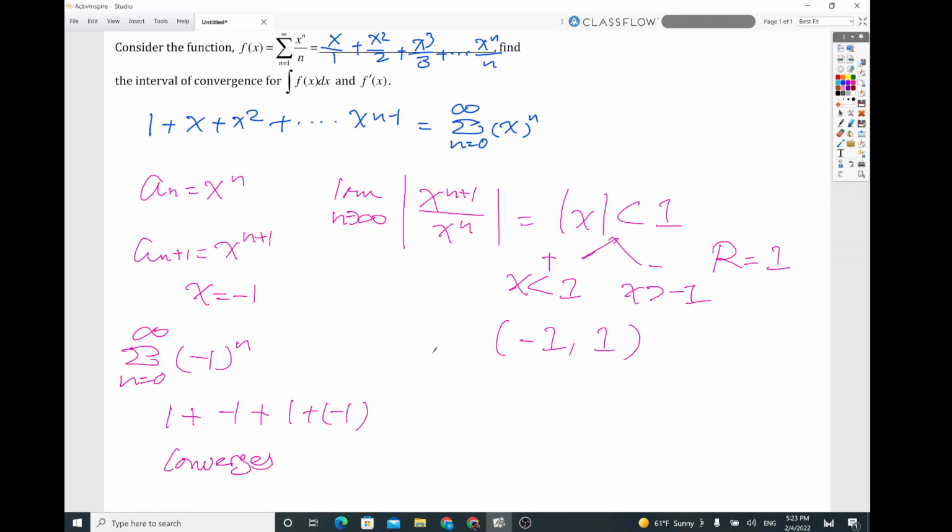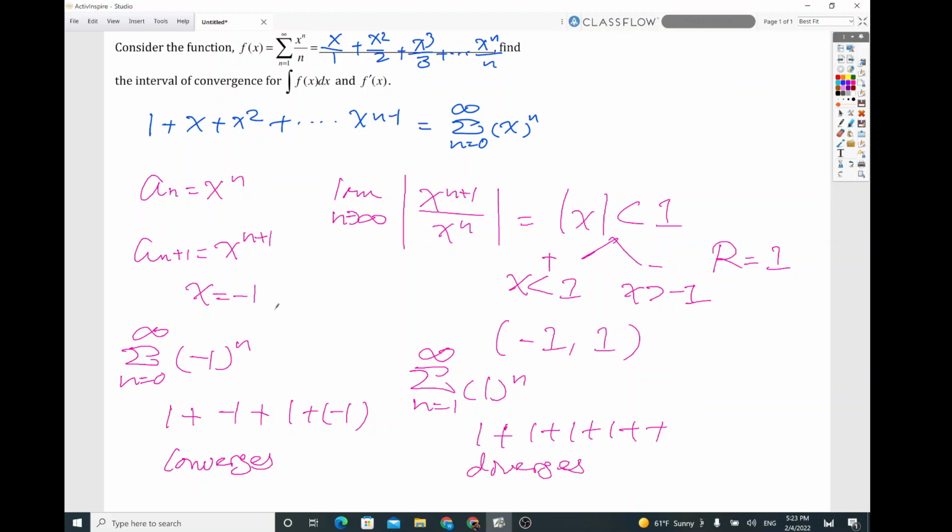And then what about if we plug in 1 there? This one is a geometric series: 1 plus 1 plus 1 plus 1 plus 1. It's non-stop, so this one diverges.